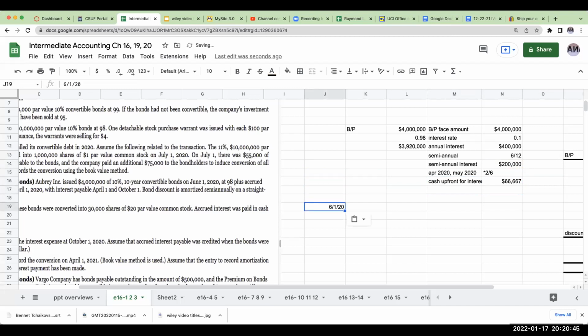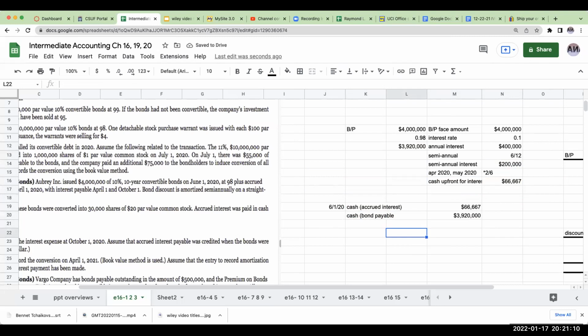Okay, so we got June 1st. What are we doing on June 1st? We know we're going to be getting cash for the accrued interest, and we're also going to be getting cash from the bond payable. The cash from the accrued interest is going to be 66,667. The cash I'm getting from the bond is 3,920,000.